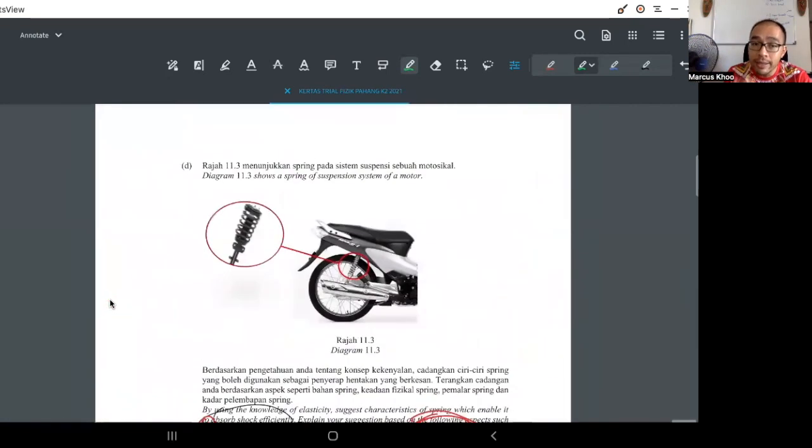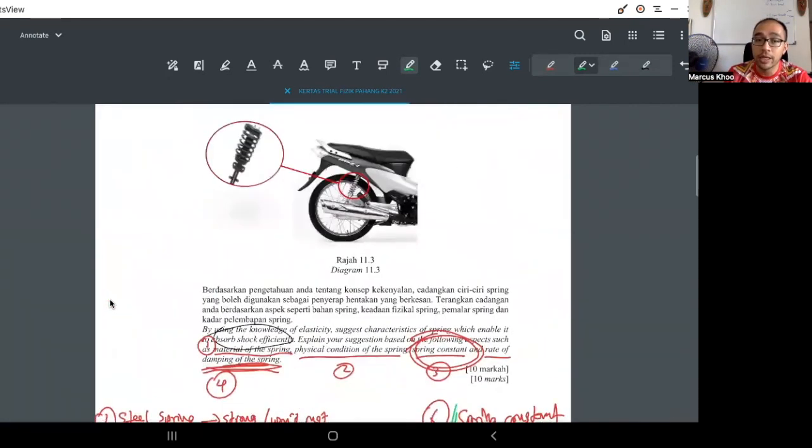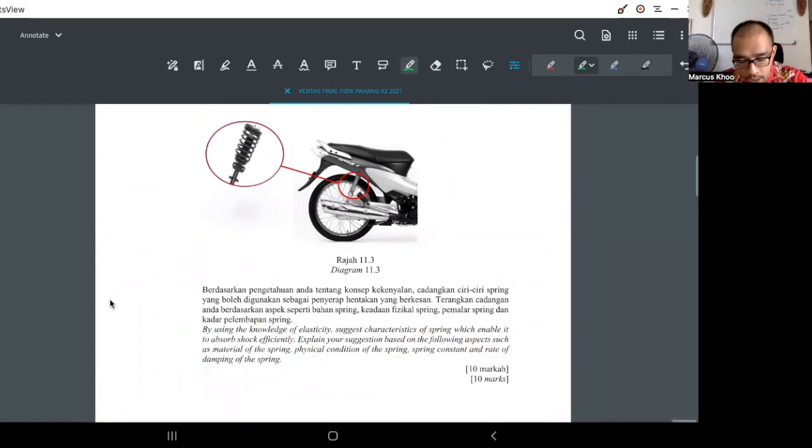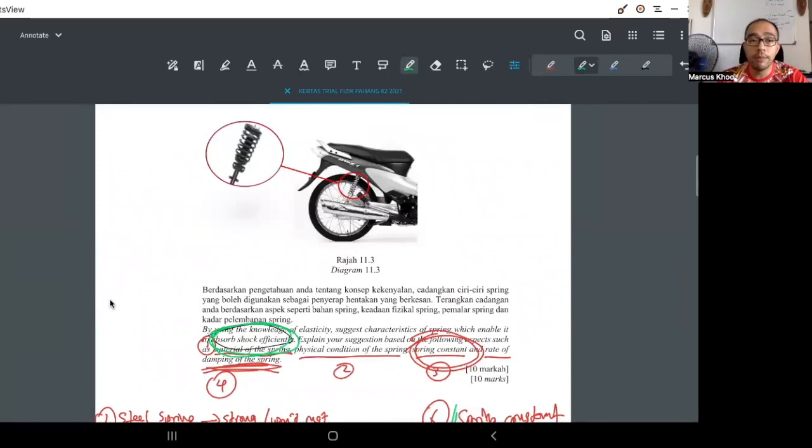So you need to understand the question correctly. If the question is that you want to absorb shock efficiently, you don't want it to bounce a lot. The less bounce, the better. So when you want less bounce, you need a stiffer spring. You need springs with a higher spring constant. That's the key to understanding this. All right, that's it for our Pahang paper.